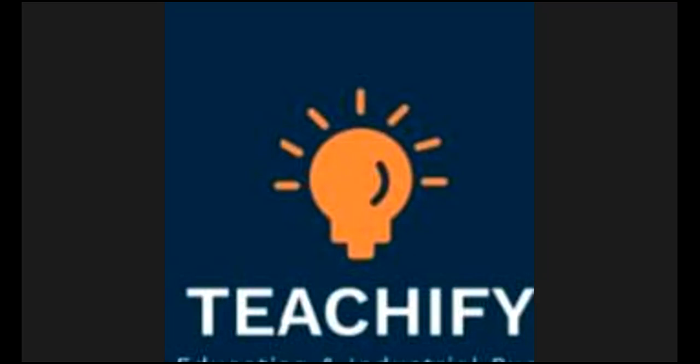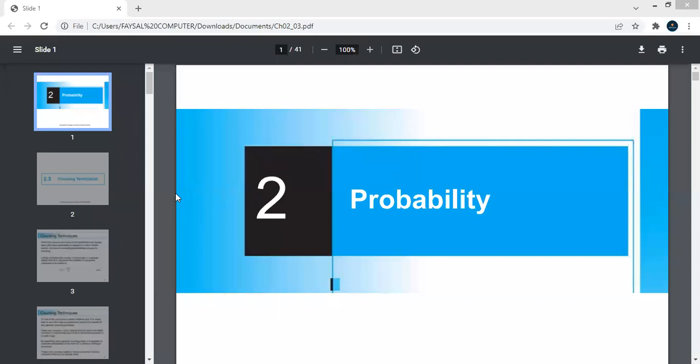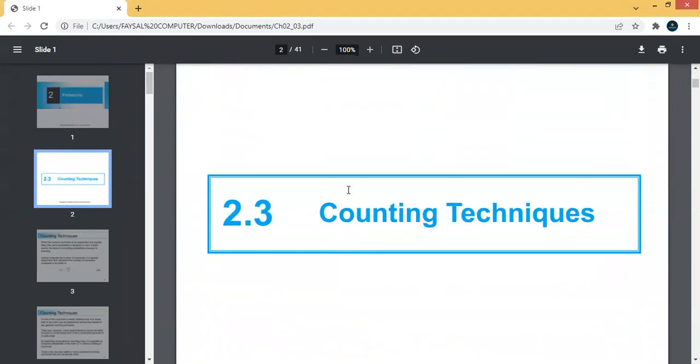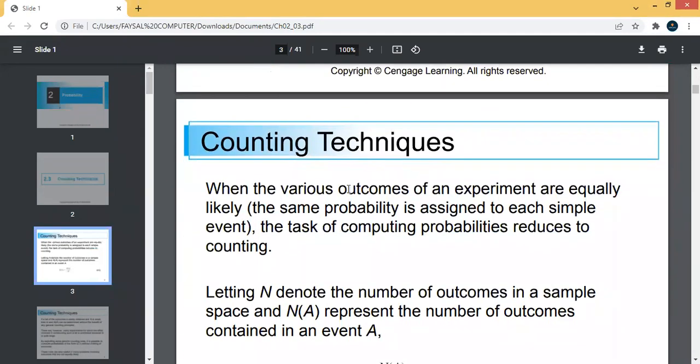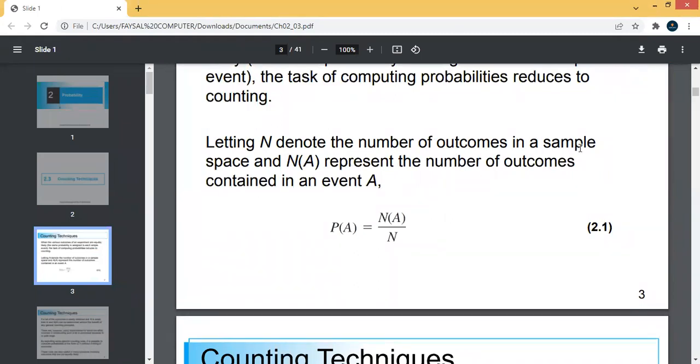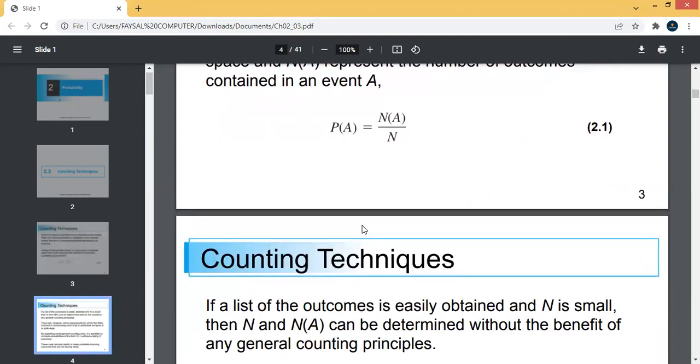So it will be chapter 2. This is also chapter 2. Okay, chapter 2-3, yes, it will be the next one. Yes, this one. Okay then, so this is the slide for chapter 2 and 3, counting techniques. When the various outcomes of an experiment are equally likely, the task of computing probabilities reduces to counting. Let letter N denote the number of outcomes in a sample space, and N(A) represent the number of outcomes contained in an event A. So P(A) equals N(A) upon N.